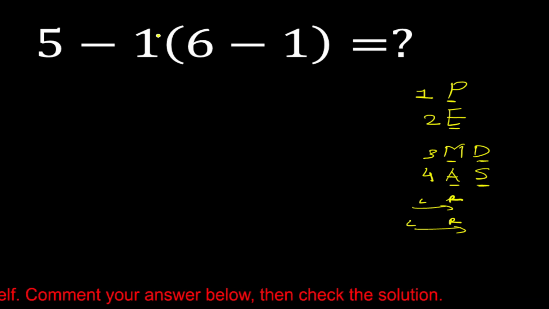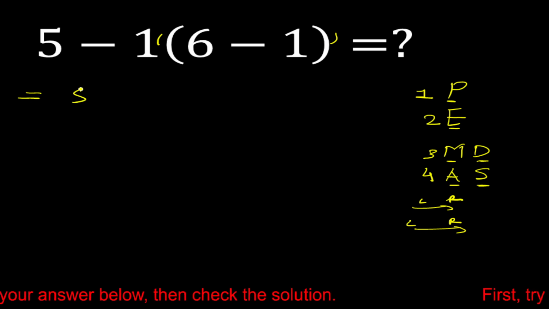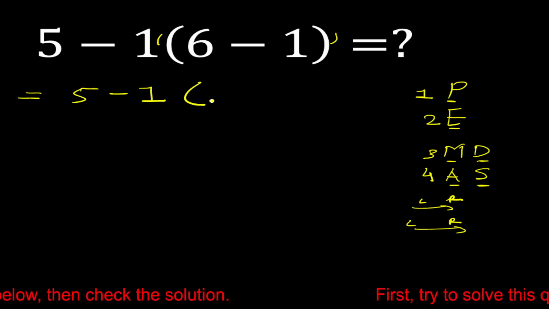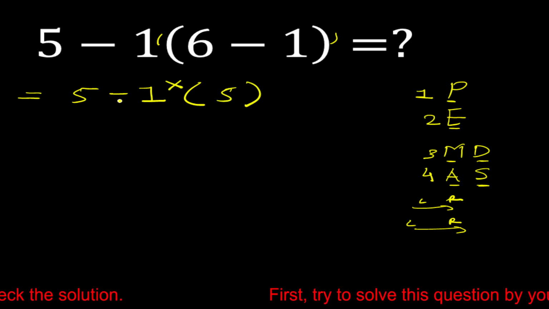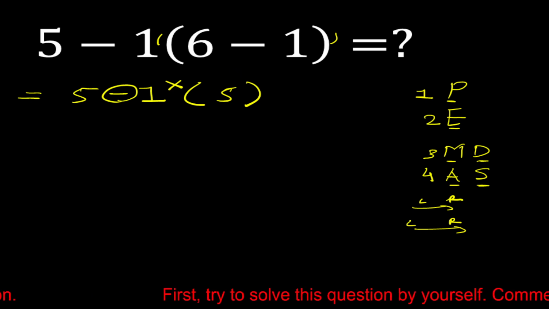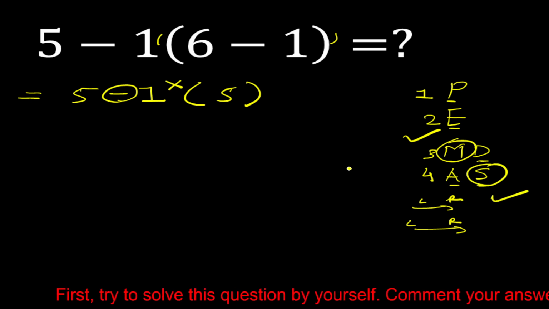Okay. First we have to solve this parenthesis. So it is equal to 5 minus 1. Now solve this parenthesis. 6 minus 1 is equal to 5. Okay. Now here is multiplication and here is subtraction. First priority, according to the PEMDAS rule, is multiplication. Okay. Then we have to solve subtraction.